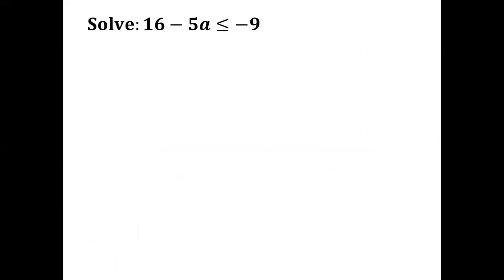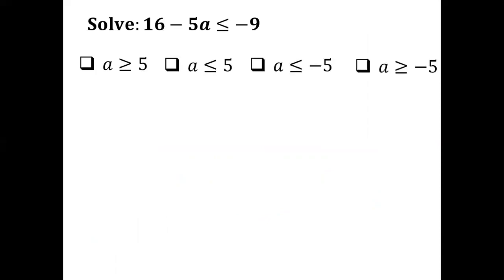So this is: solve 16 minus 5a is less than or equal to negative 9. So the options are a is greater than or equal to 5, a is less than or equal to 5, a is less than or equal to negative 5, a is greater than or equal to negative 5. So your time starts now.